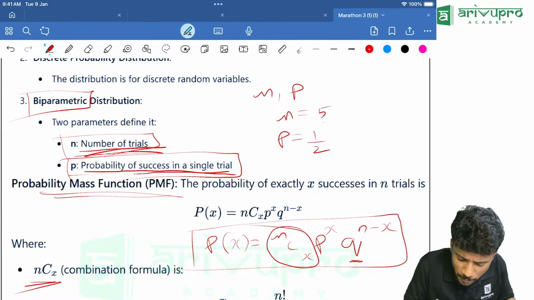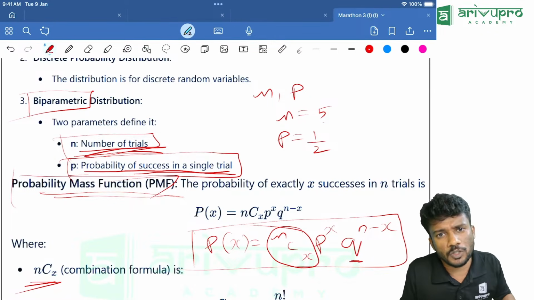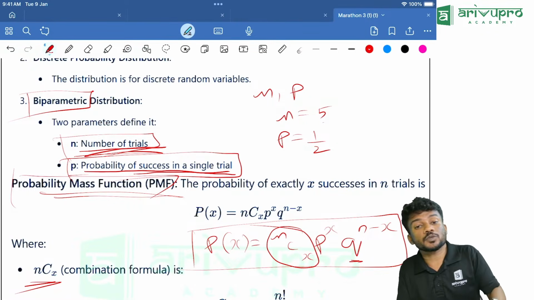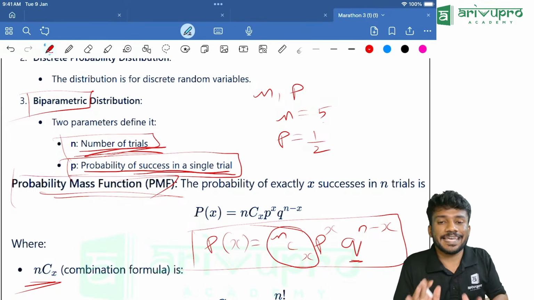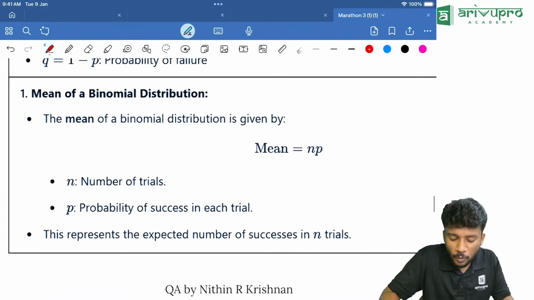Now we have a formula for probability mass function, that is P of x is equal to NCX into P raised to x into Q raised to N minus x. So we will talk about some more thing.